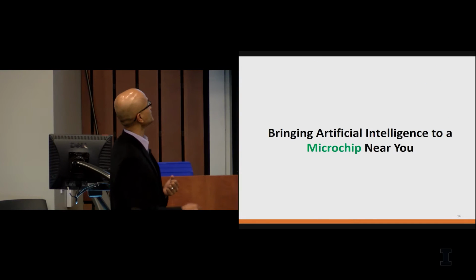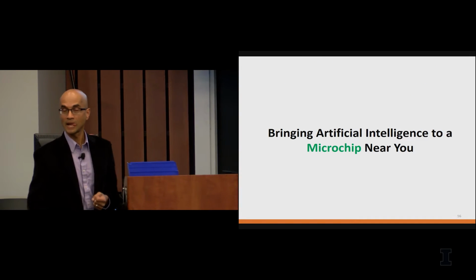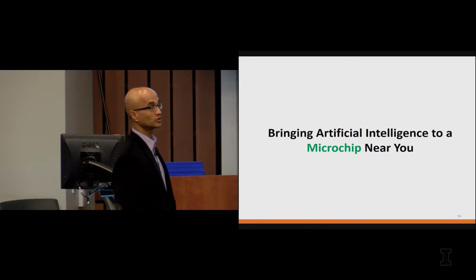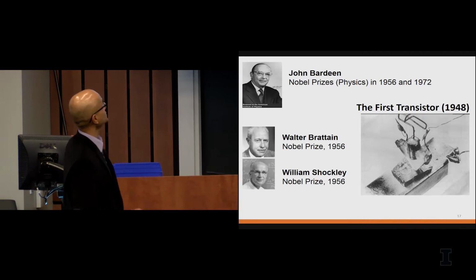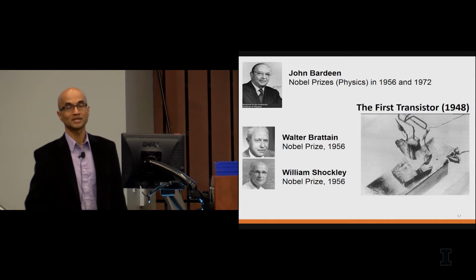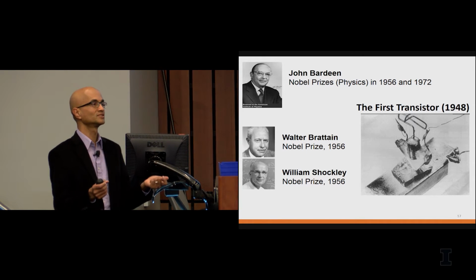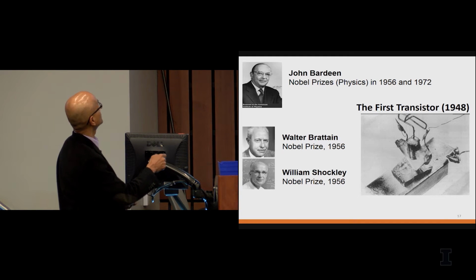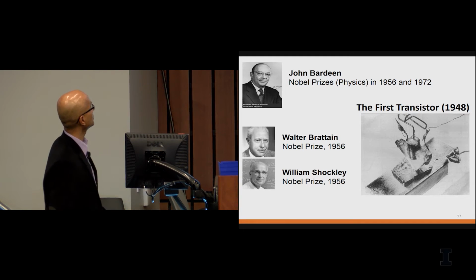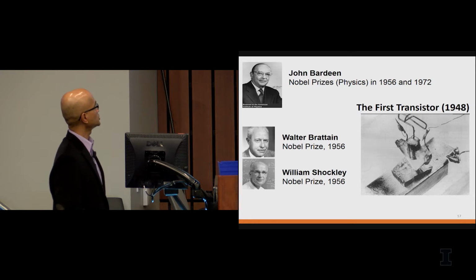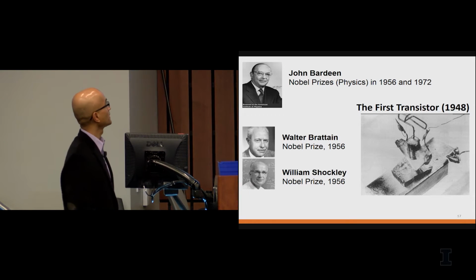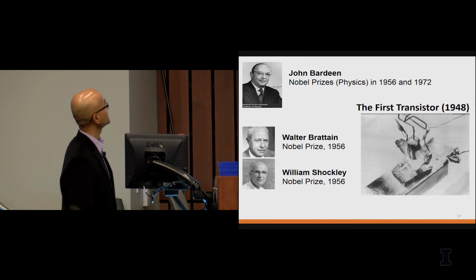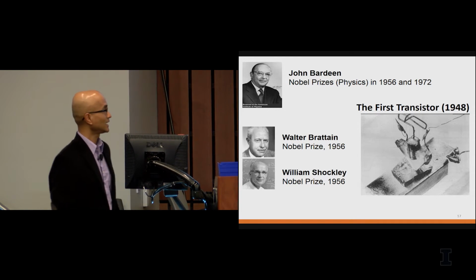So that brings me to the topic of microchips. What is a microchip, and how is it so great? Okay, the microchip is built using small switches, and the switches are called transistors. And in fact, there were three individuals, John Bardeen, Walter Brattain, Bill Shockley, who got a Nobel Prize for the transistor in 1956.